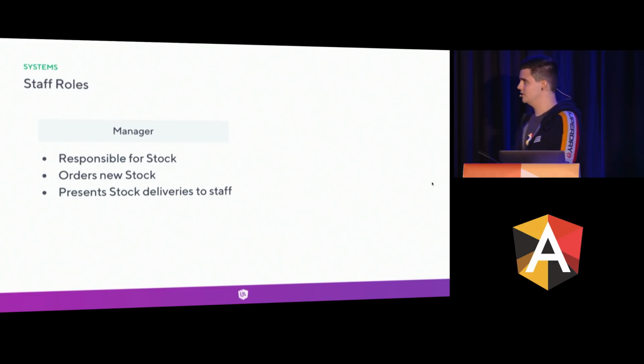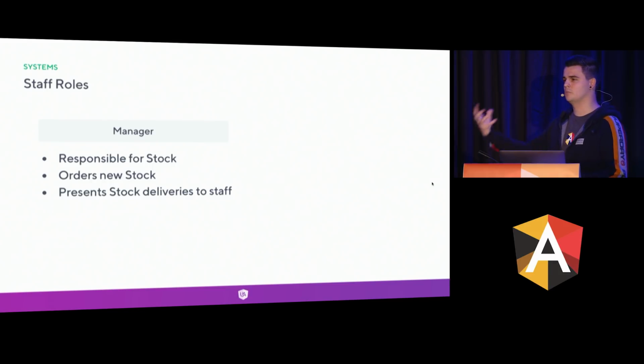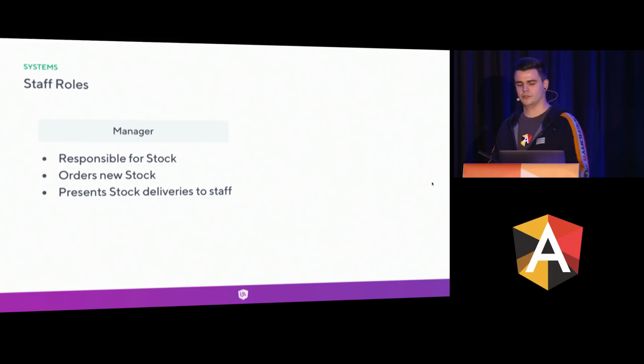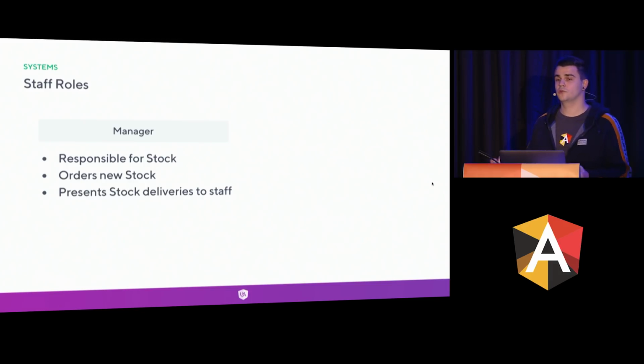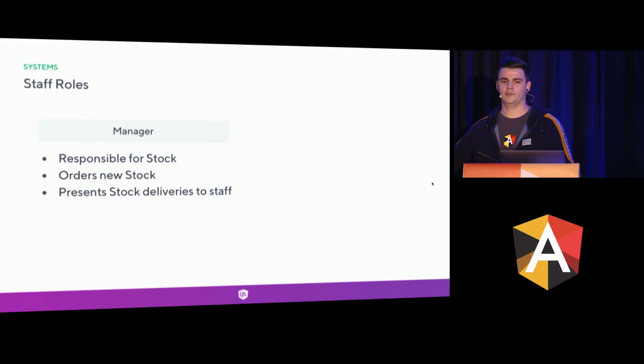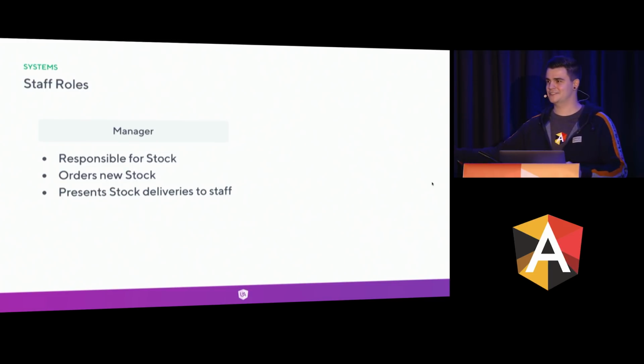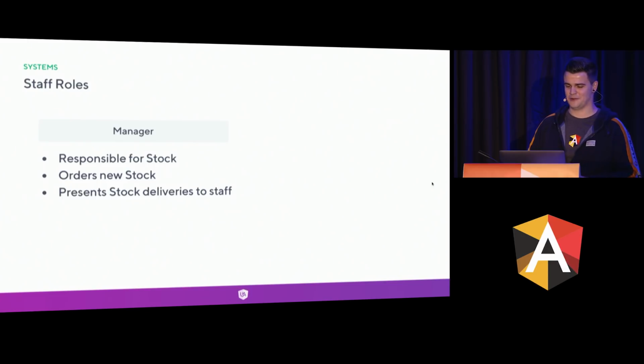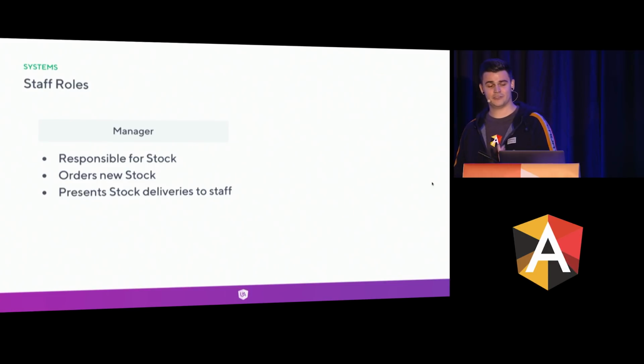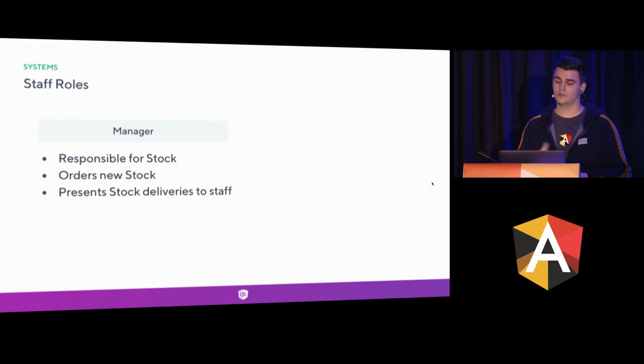So let's talk about the staff roles. A manager, and try and think about these in a component fashion. A manager is responsible for the stock. What you do not want is an employee running out of ice cream and ringing up and ordering $10,000 worth of ice cream, which sends the restaurant bankrupt or something. The manager is also responsible for ordering new stock. So he or she will have the contacts with the supplier, and they say we need some new ice cream or some new pizzas.